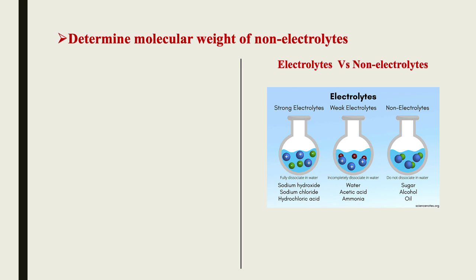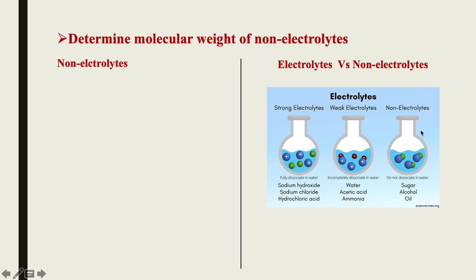And the third example is non-electrolytes. As you can see in this round bottom flask, none of these ions are dissociated. They do not dissociate in water. The best examples of non-electrolytes are sugar, alcohol, and oil.